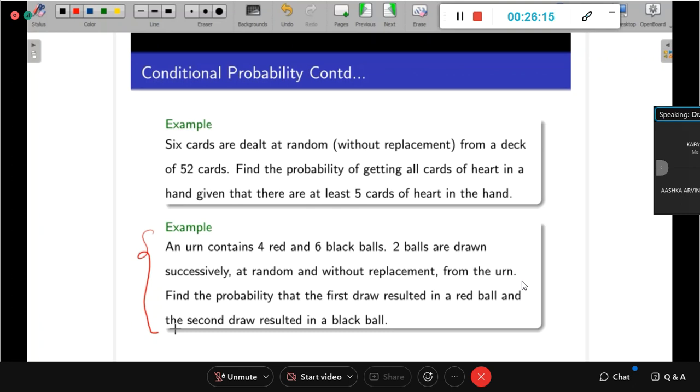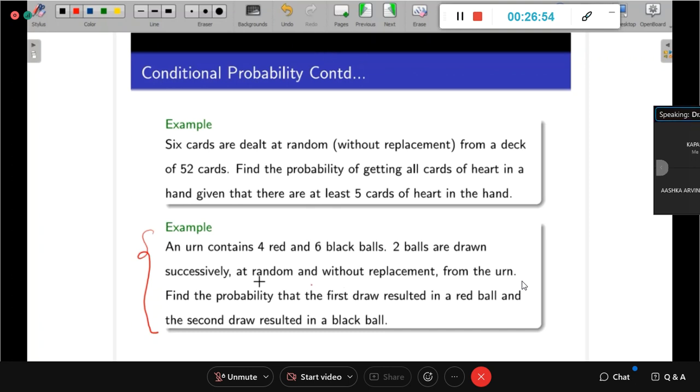There is an urn which contains 4 red and 6 black balls. Now 2 balls are drawn successively at random and without replacement from the urn. Find the probability that the first draw resulted in a red ball and the second draw resulted in a black ball. So here is a conditional.